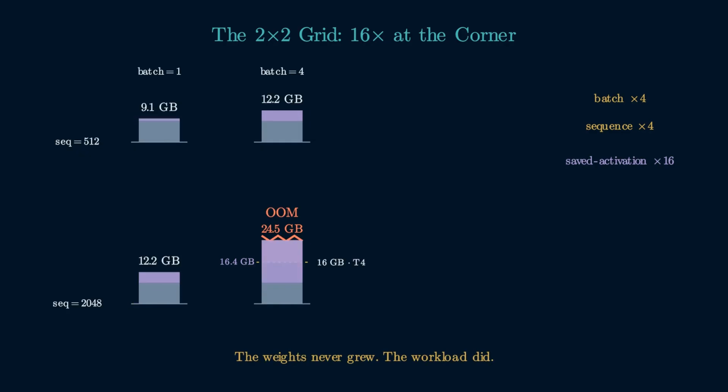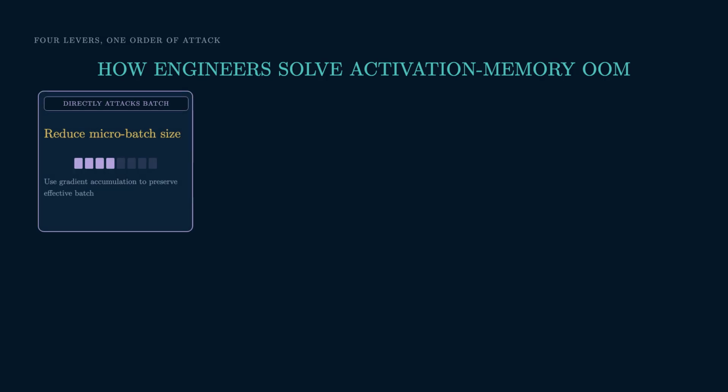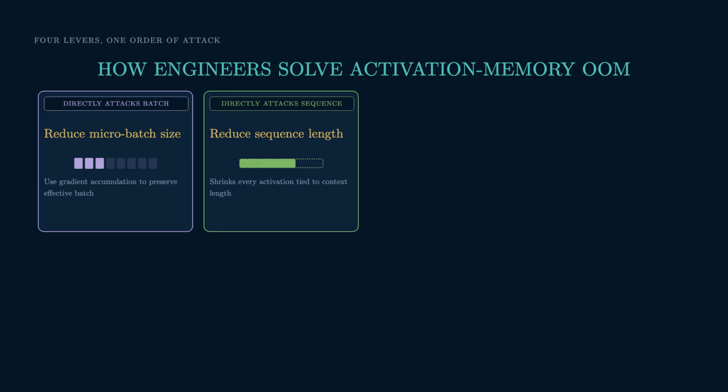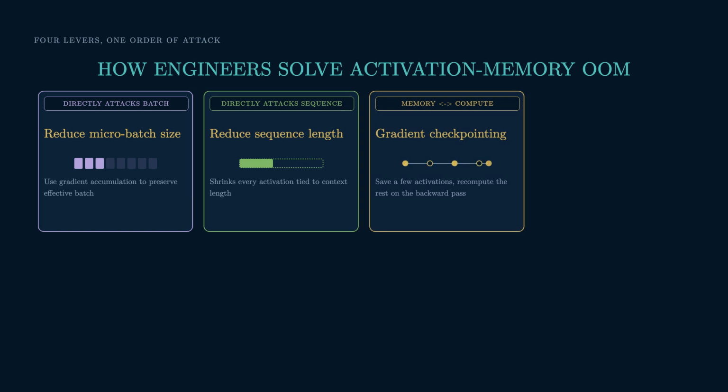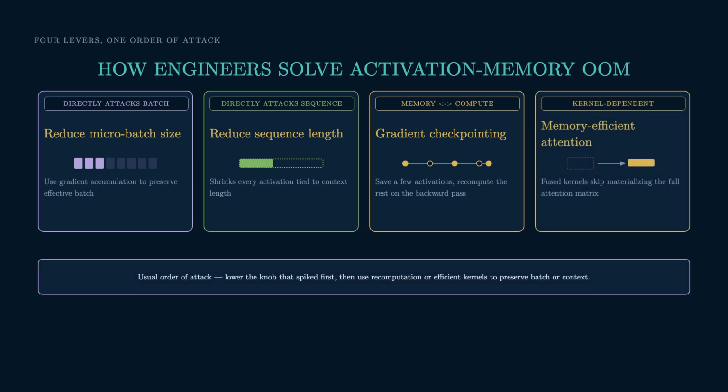The workload did. When activations are the problem, you make the workload remember less at once. Drop the micro batch size and use gradient accumulation to keep the same effective batch, or cut the sequence length, often the strongest lever for long context training. Then there's gradient checkpointing, trading compute for memory, and fused attention kernels. The usual order: lower whichever knob spiked first, then reach for recomputation when you need that batch or context back.